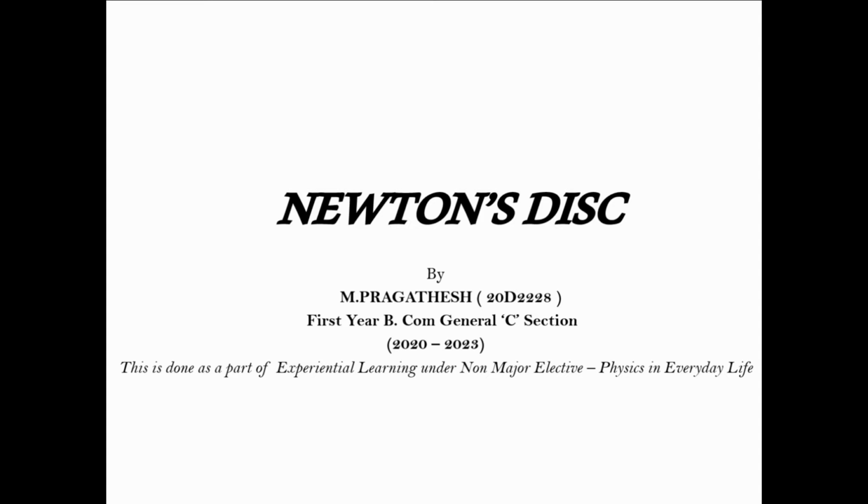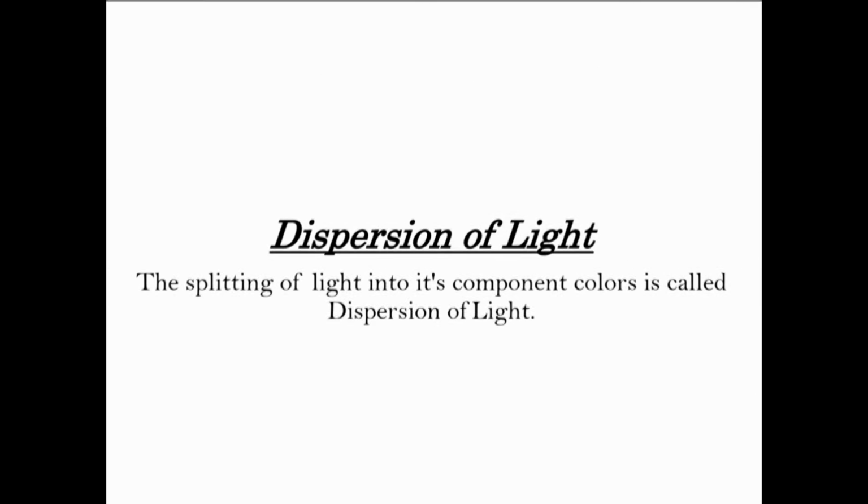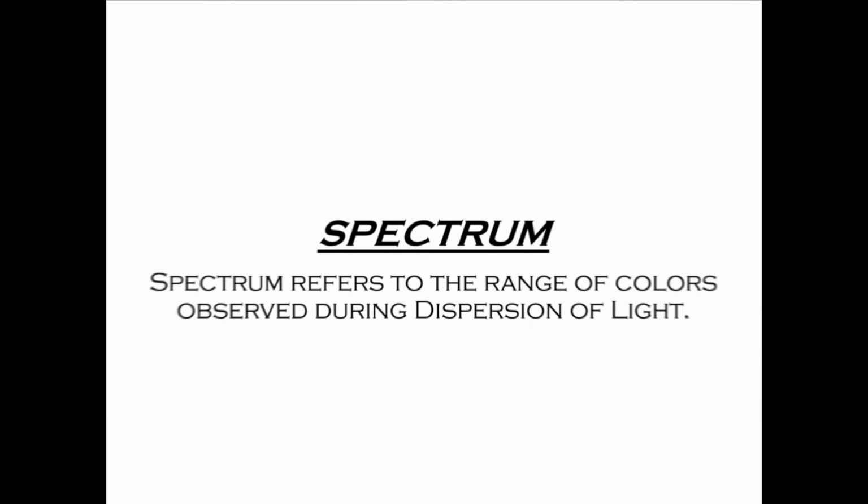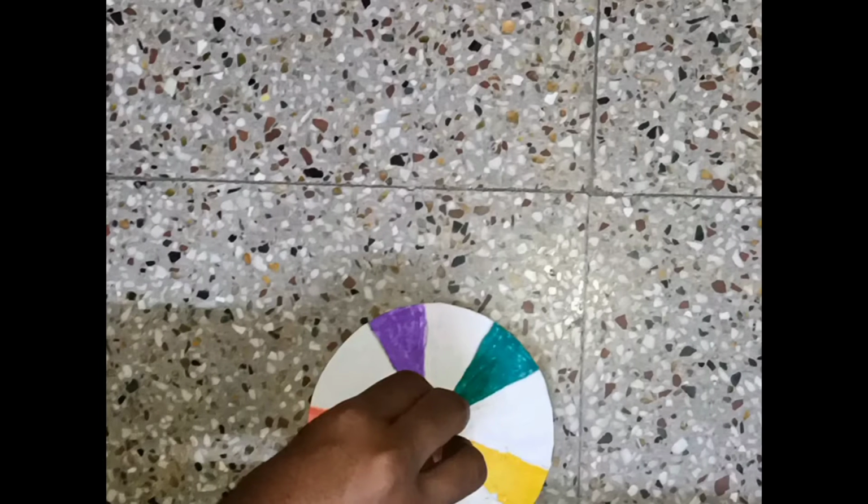This experiment works under the principle of dispersion of light and the concept of spectrum. The splitting of light into its component colors is called dispersion of light. Spectrum refers to the range of colors observed during dispersion of light. In this experiment, a round chart paper in which 5 different colors, that is violet, yellow, red, blue and green, are painted is pasted on a CD.